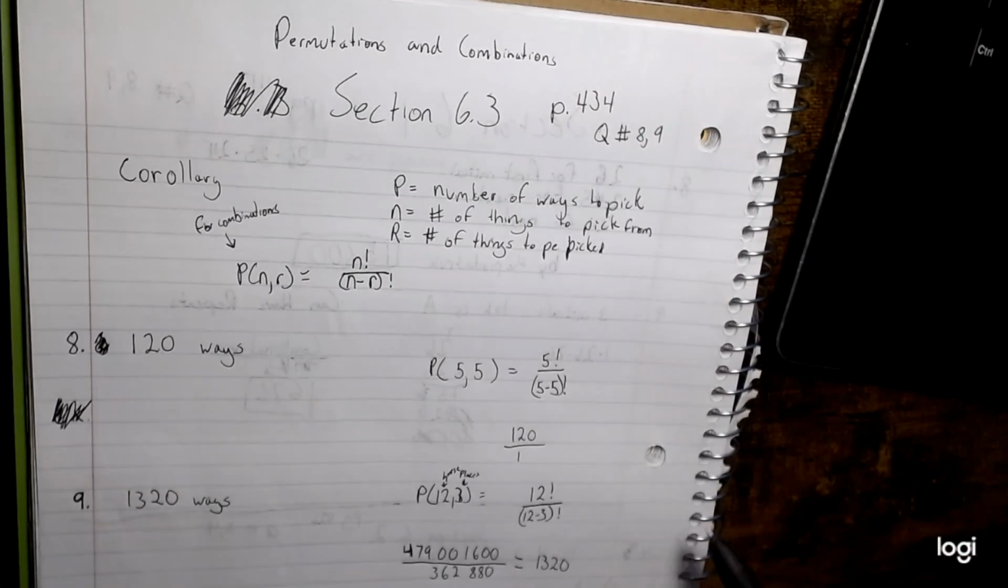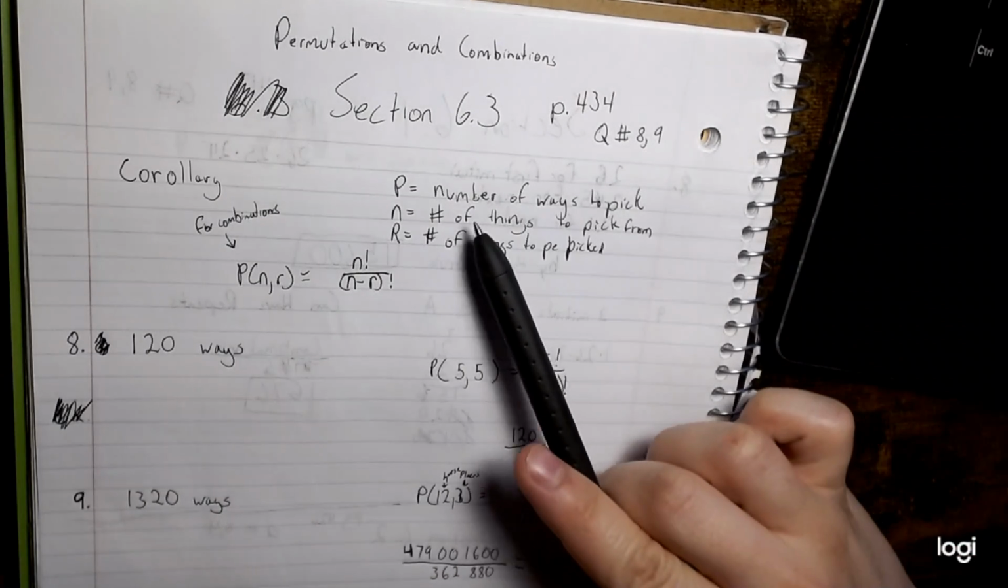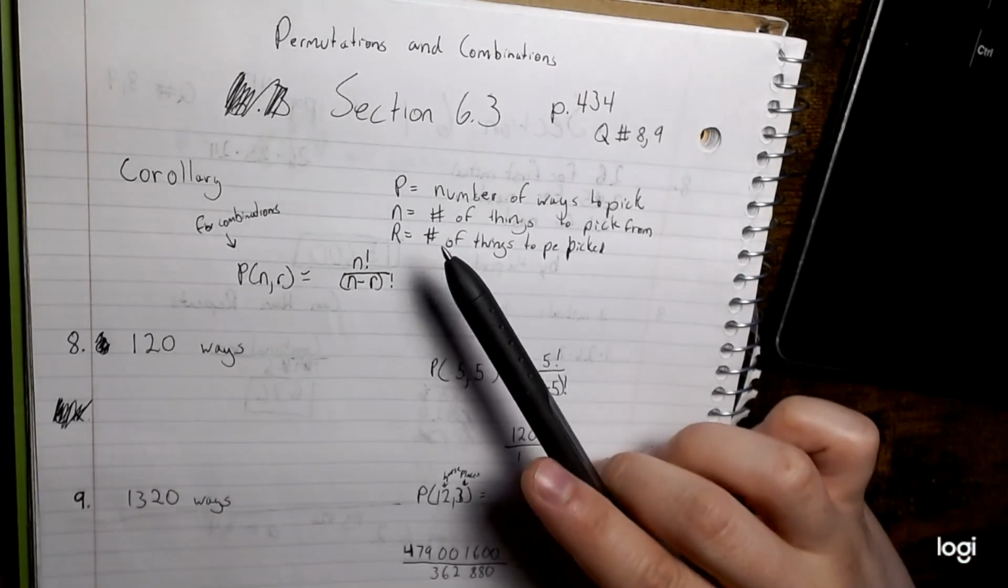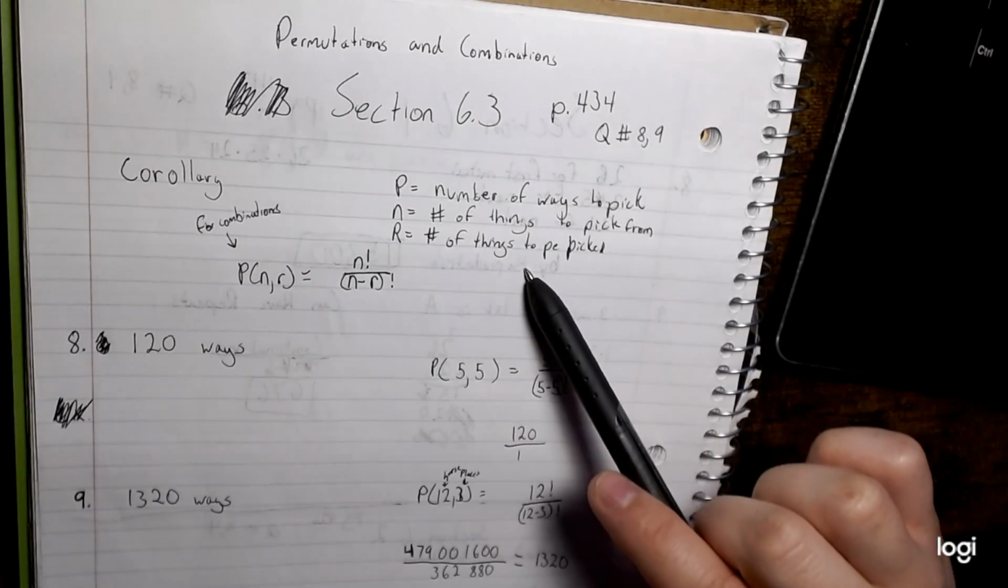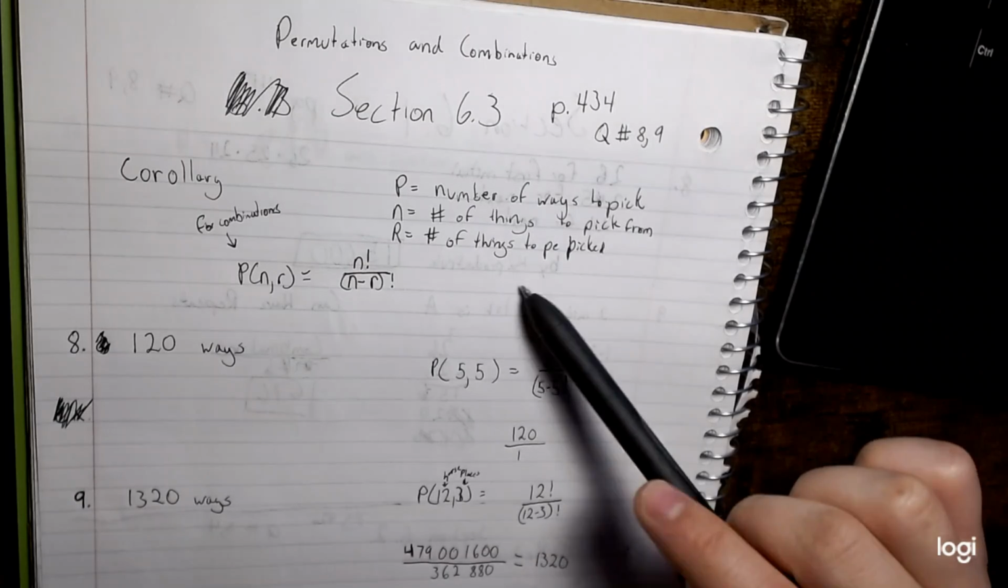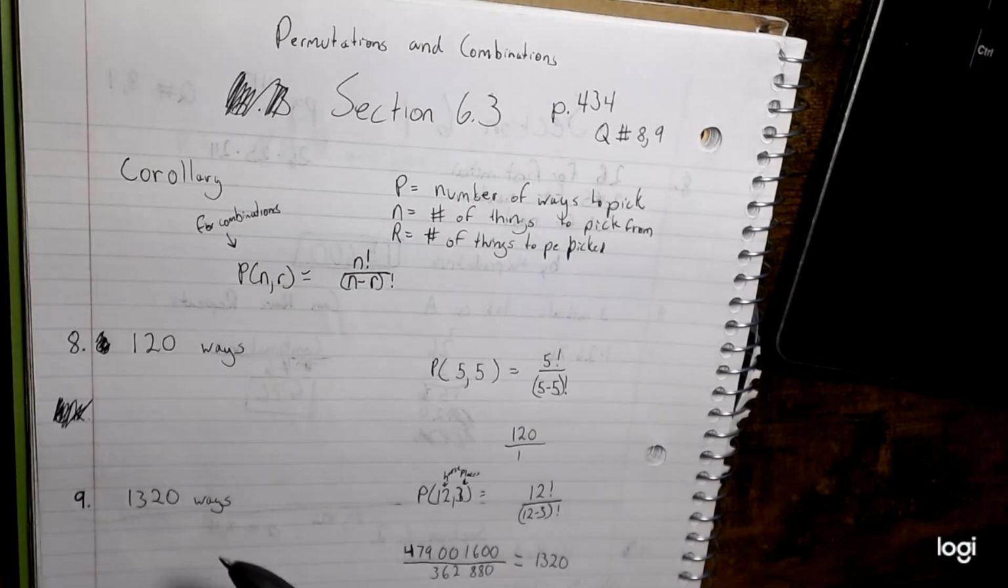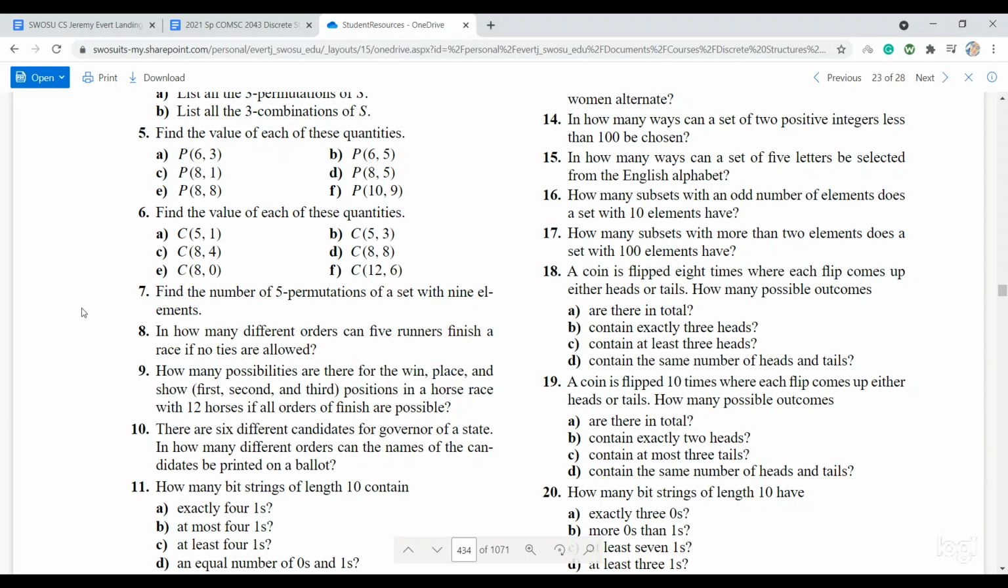Alright, so it explains what each thing is. P is the number of ways to pick, n is the number of things to pick from, and r is the number of things to be picked. Alrighty, so we jump into 8. Question 8 said, and I'll hop right on over to our book: how many different orders can 5 runners finish a race if no ties are allowed?